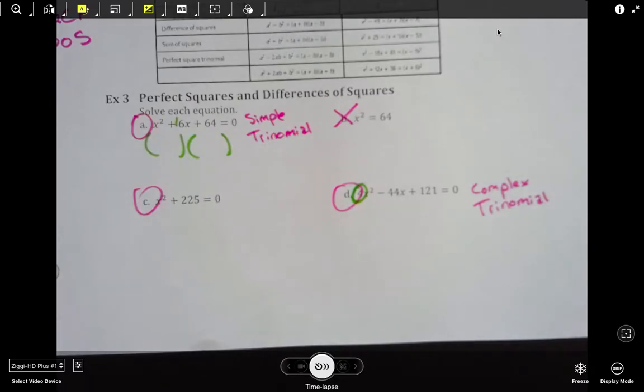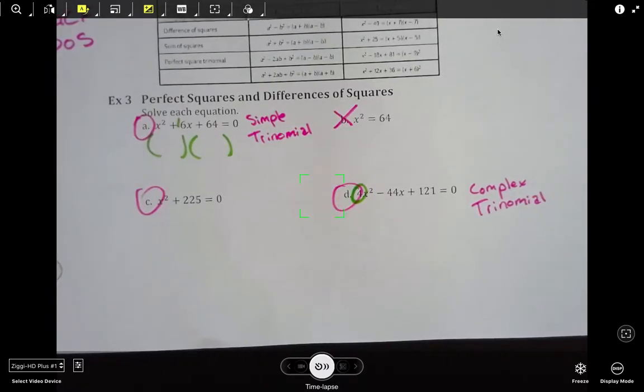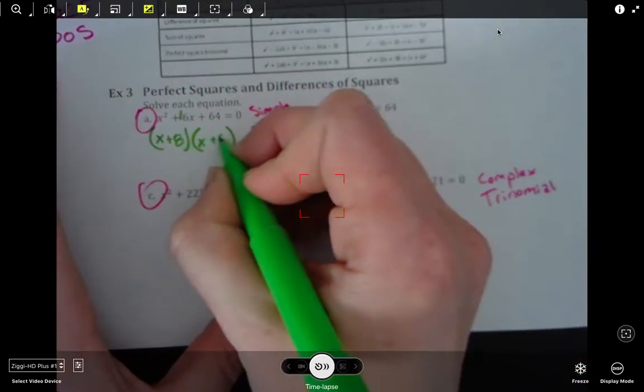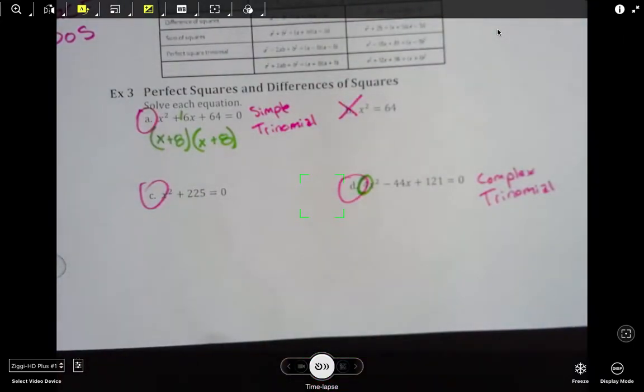Now, when you're doing a simple trinomial, you say to yourself, what can I multiply together to give me 64, but when I add them, give me 16? 8 and 8. 2 8s. So x plus 8 and x plus 8. X plus 8 times x plus 8.